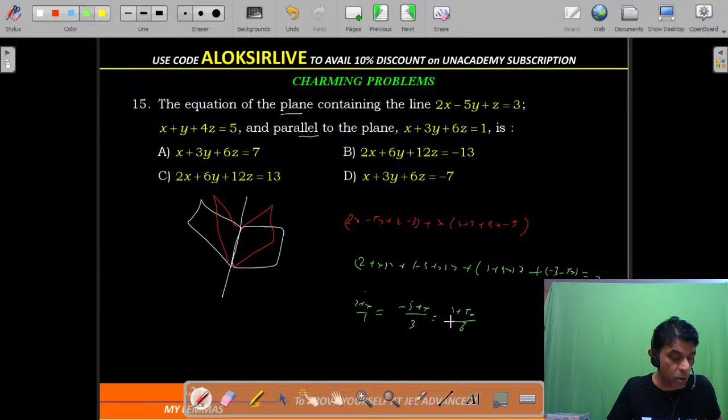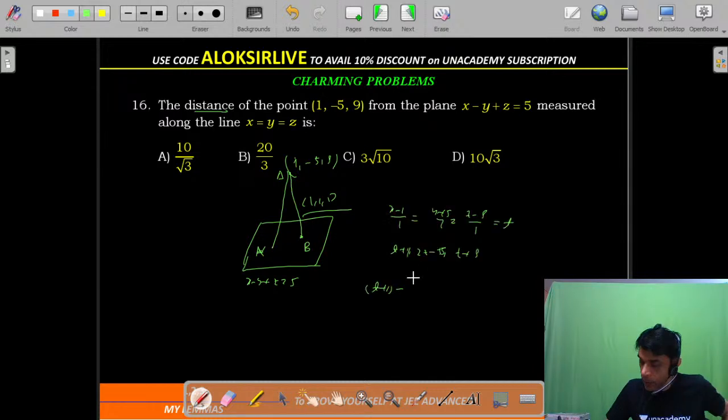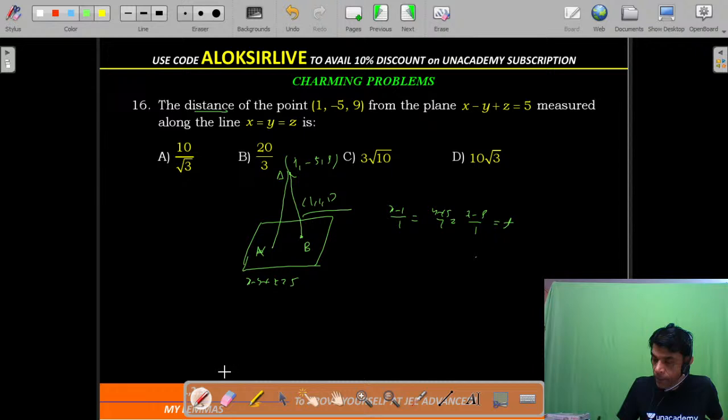So you can take this as (x minus 1) by 1, (y plus 5) by 1, (z minus 9) by 1 is t. So x is t plus 1, y is t minus 5, and z is t plus 9. Is that clear? Now this lies on this line, so you get this plane. Because you can find B then, okay, measured parallel.